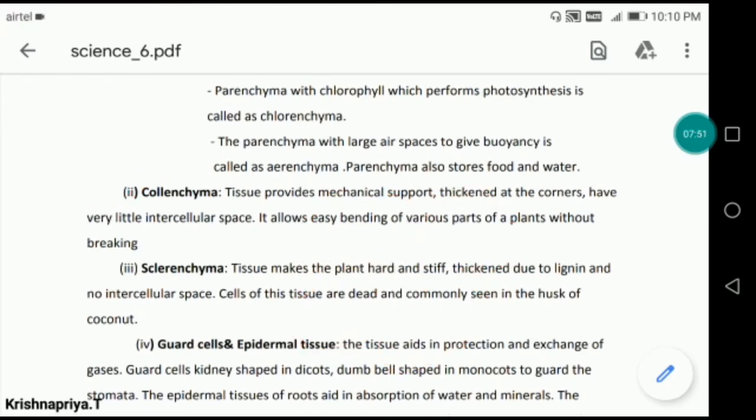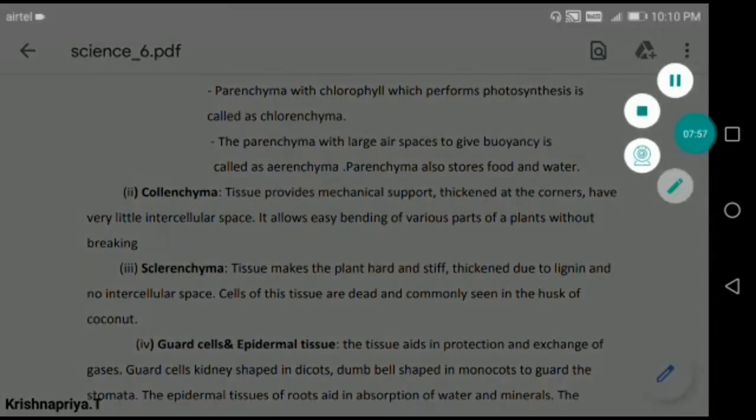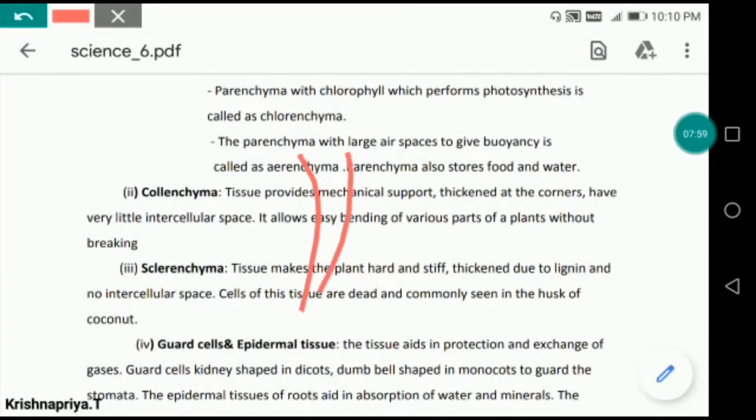Why is it present? It allows easy bending of the various parts of the plant without breaking. So wherever the plant parts are bending because of air, easily bending up and down, this is because of collenchyma only.